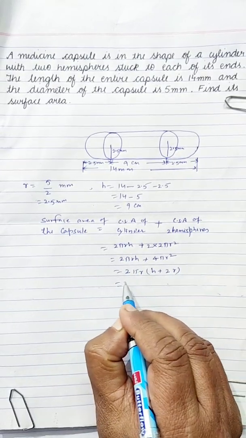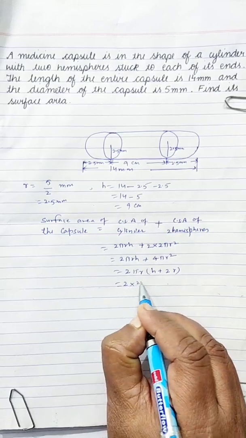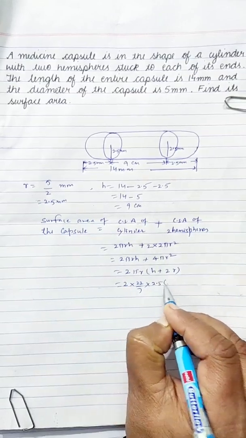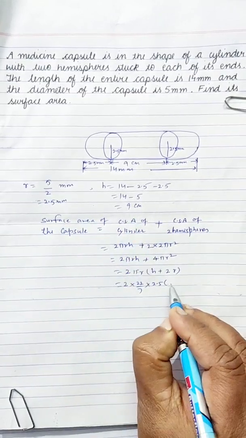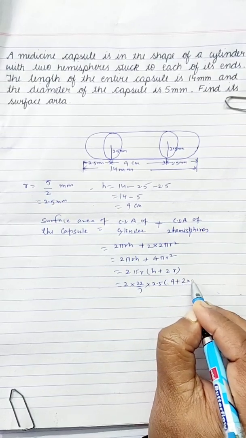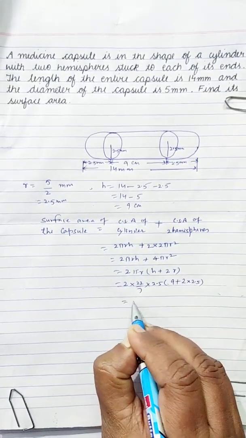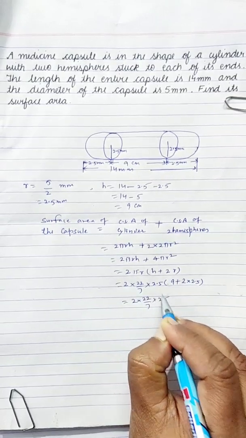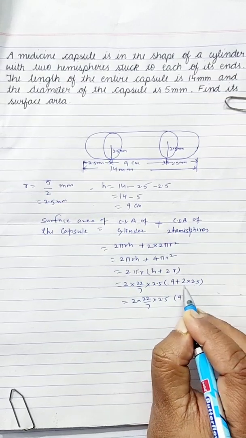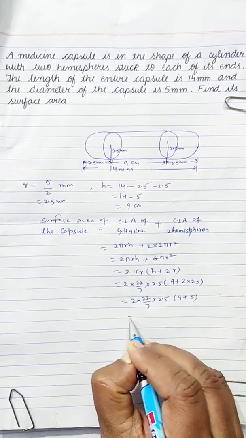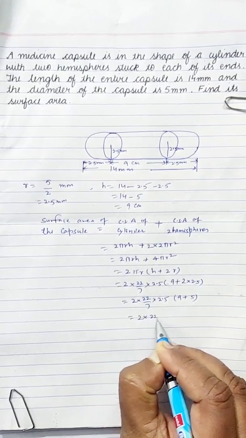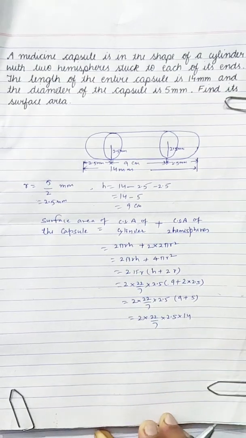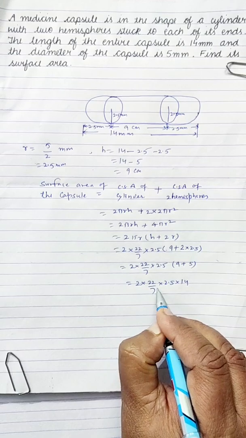Now put the values. The value of pi 22 upon 7. The value of r 2.5. The value of h is 9. 2 into r, that is 2 into 2.5. 2 into 22 upon 7 into 2.5. 2.5 into 2 is 5. So 2 into 22 upon 7 into 2.5, and 9 plus 5 is 14. You can cancel by 7.